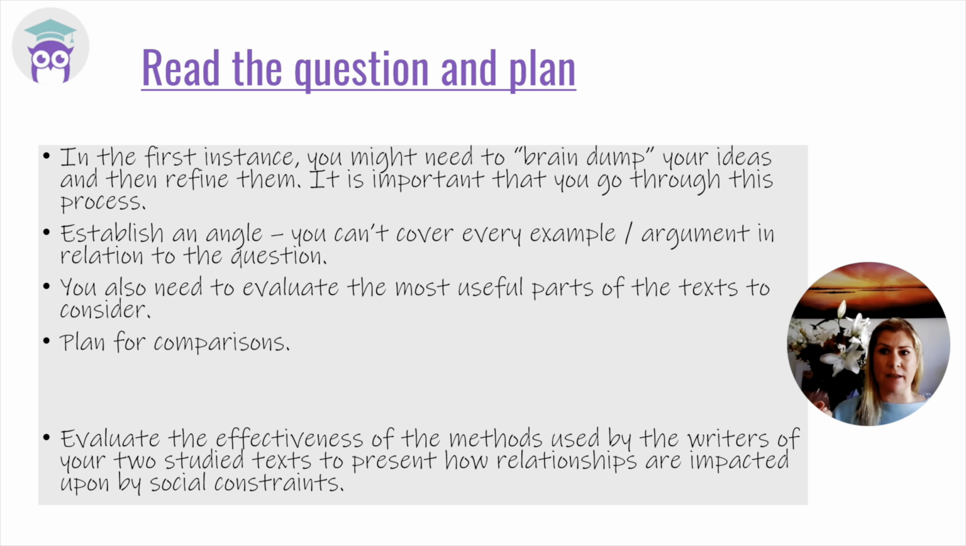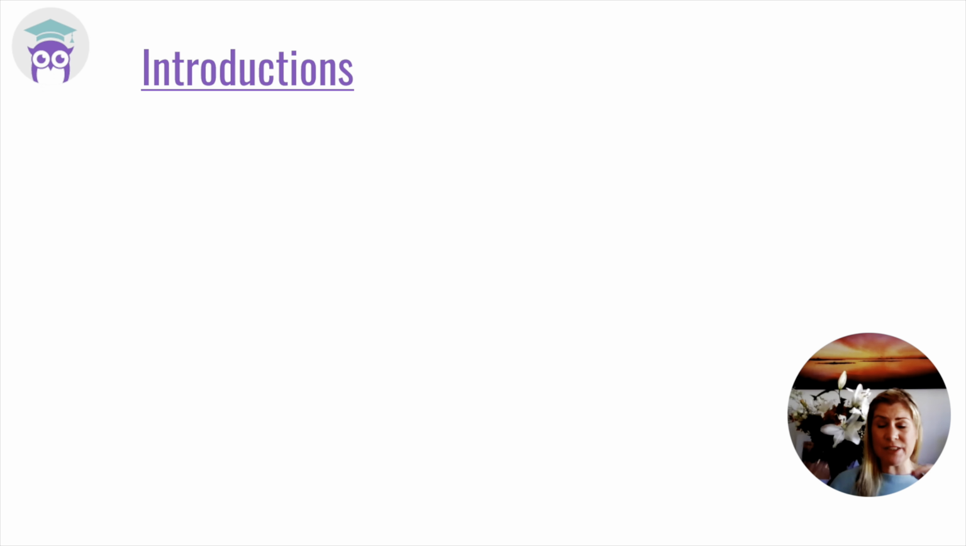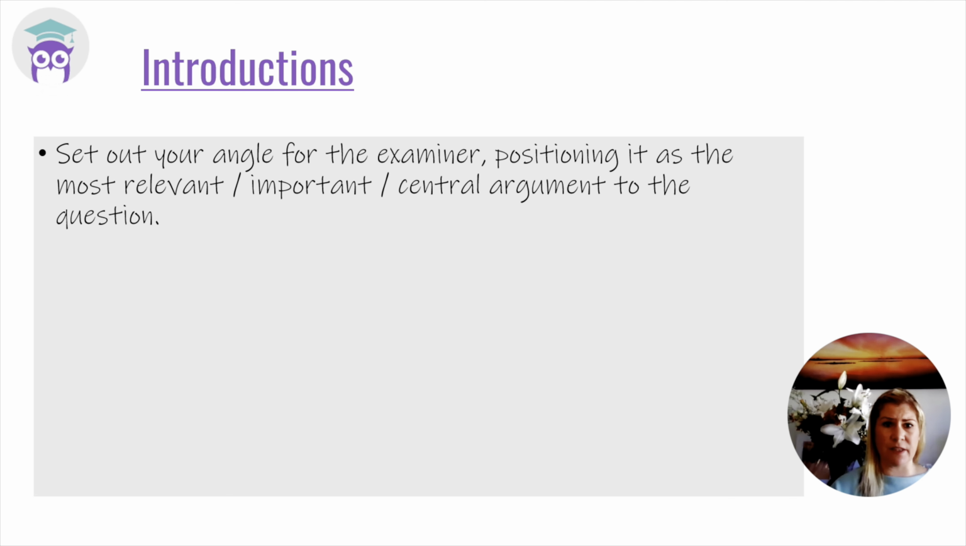So that's my angle. The next thing that we're going to do is think about writing an introduction. I've got a couple of ideas here for you. Here's the basics of what you need to think about. That angle needs to be set out for the examiner. That's why you need to have planned, so that you know what your angle is and where you're going. You're going to position that angle as the most relevant, important, or central argument to the question, to the whole debate. That's why you've chosen it.